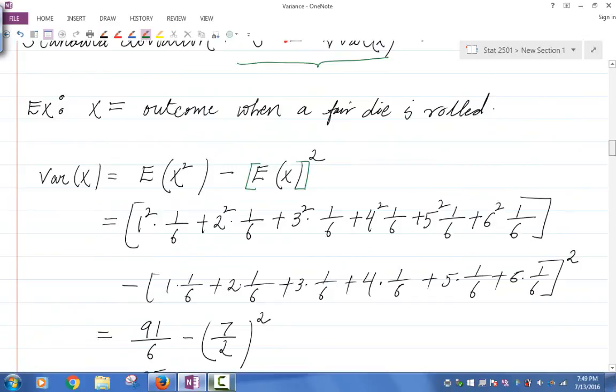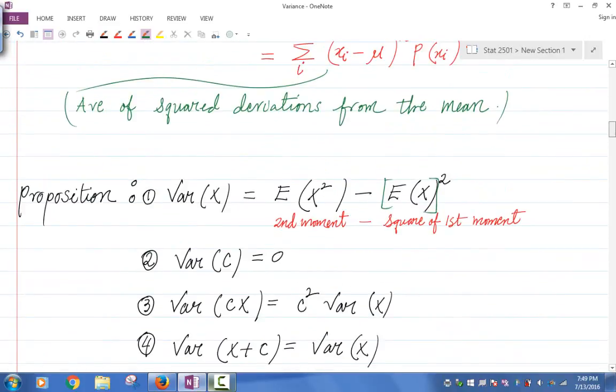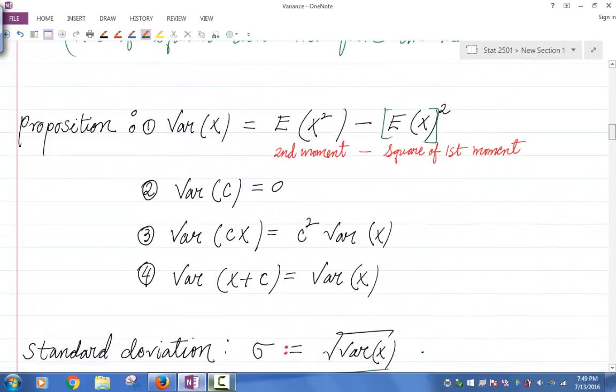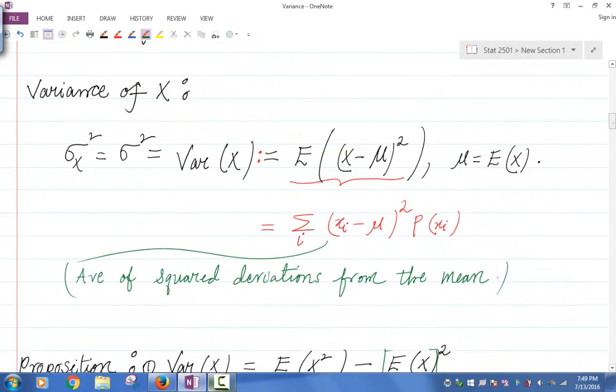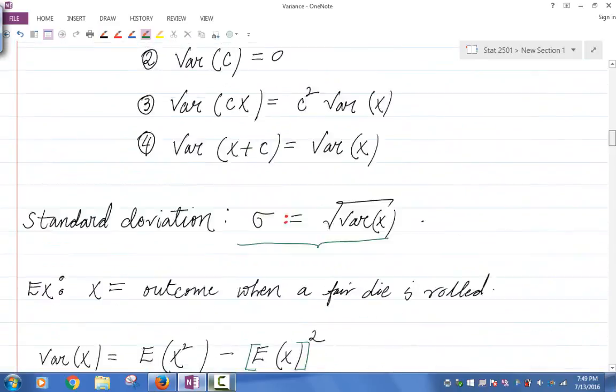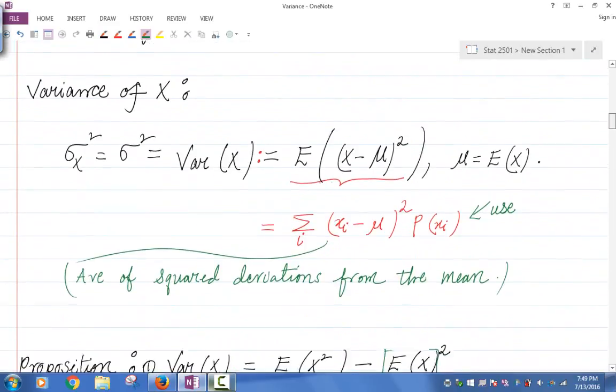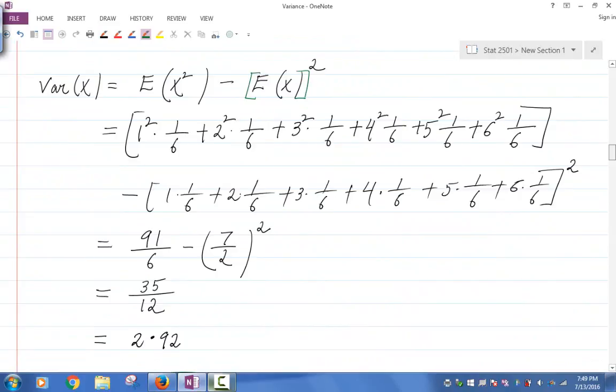Now I also want to calculate the variance another way. We found the variance by using property number 1, but let's find the variance by directly using the definition. So let's use this formula for variance. In order to do that, I need to find the expectation of x, or the mean. We actually already calculated the mean.